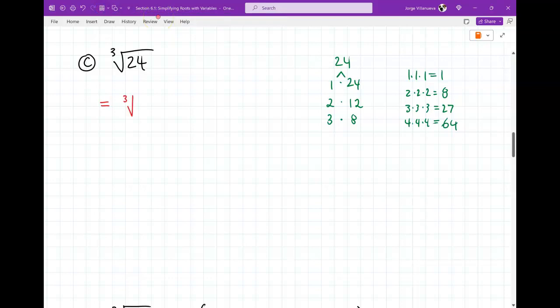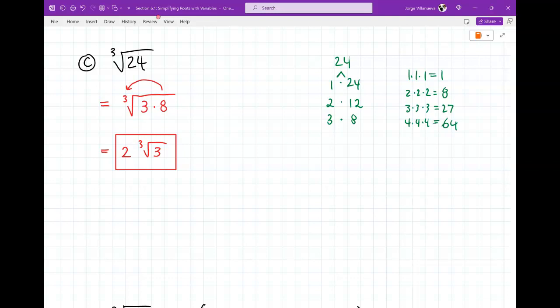So cube root of 3 times 8. What's the cube root of 8? 2. So 2 cube root of 3, and that's my answer. And if you did it on your calculator, it'll give you that same answer, 2 cube root of 3.